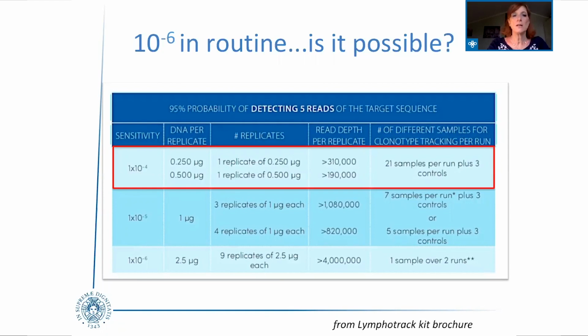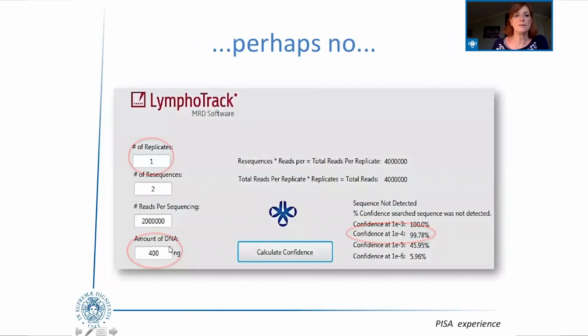The situation is really different when we have to reach 10^-4. We can use less than 1 microgram of DNA, and you can run more than 20 samples per cartridge. This is our experience. You can see here that with only 400 nanograms of DNA, we reached 10^-4 with a confidence higher than 99%.